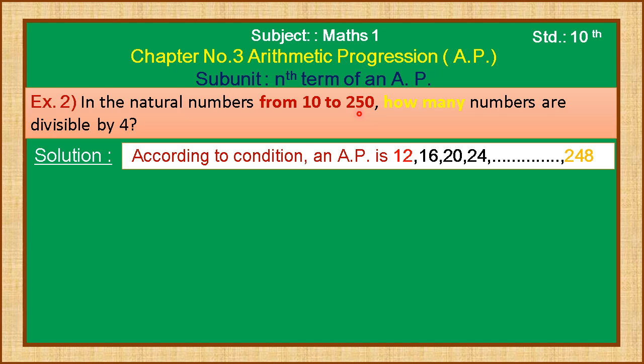The second to last number is 249. It is not divisible by 4. And the third to last number, 248, is divisible by 4. The last term of this AP is 248. So the required AP is 12, 16, 20, 24, and so on up to 248.